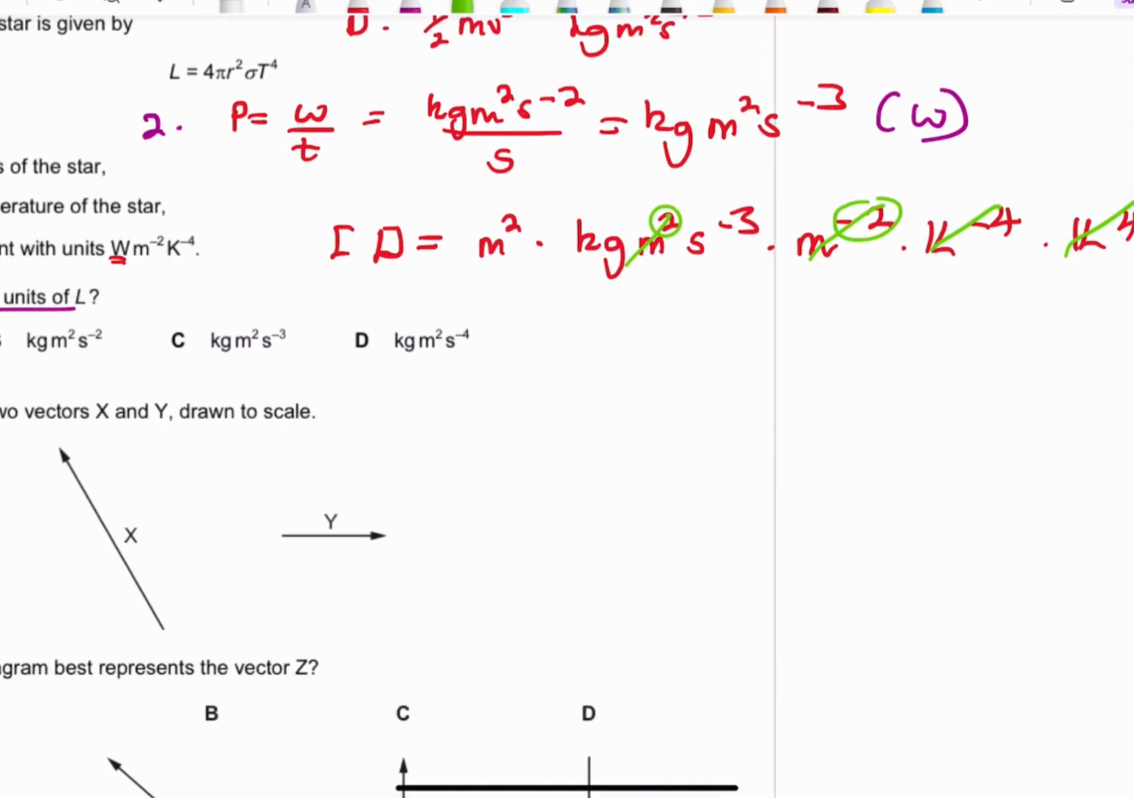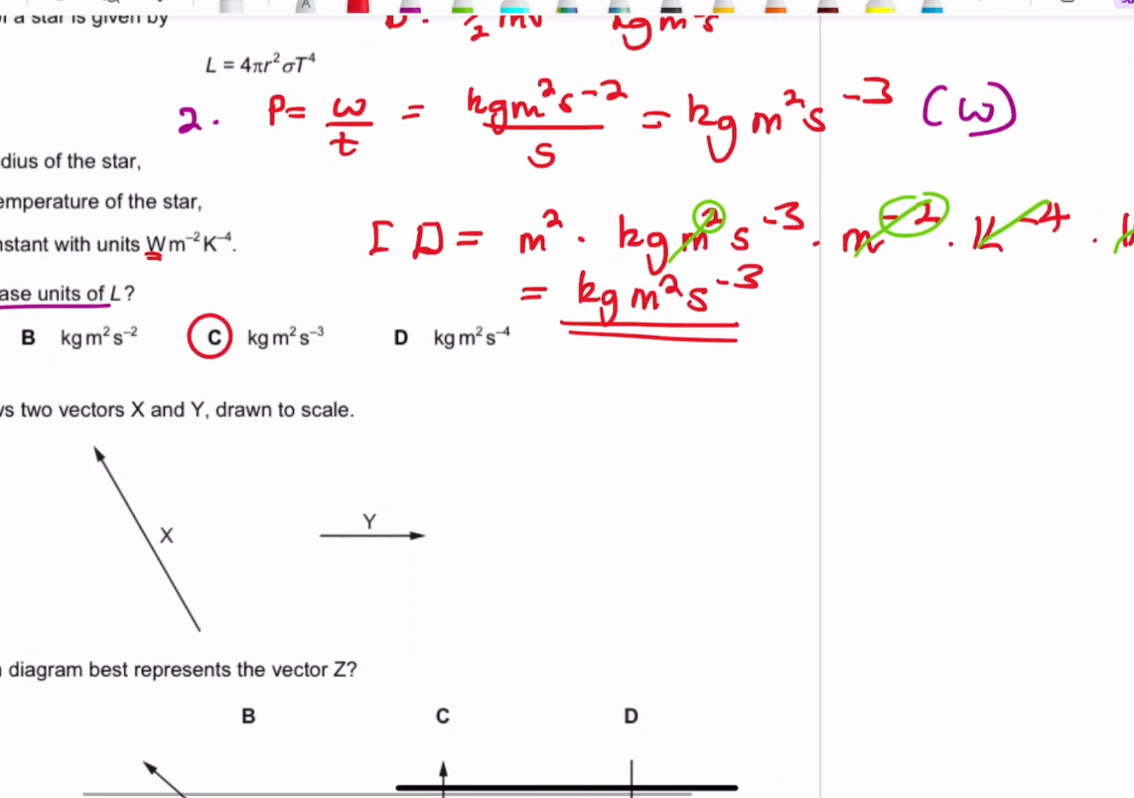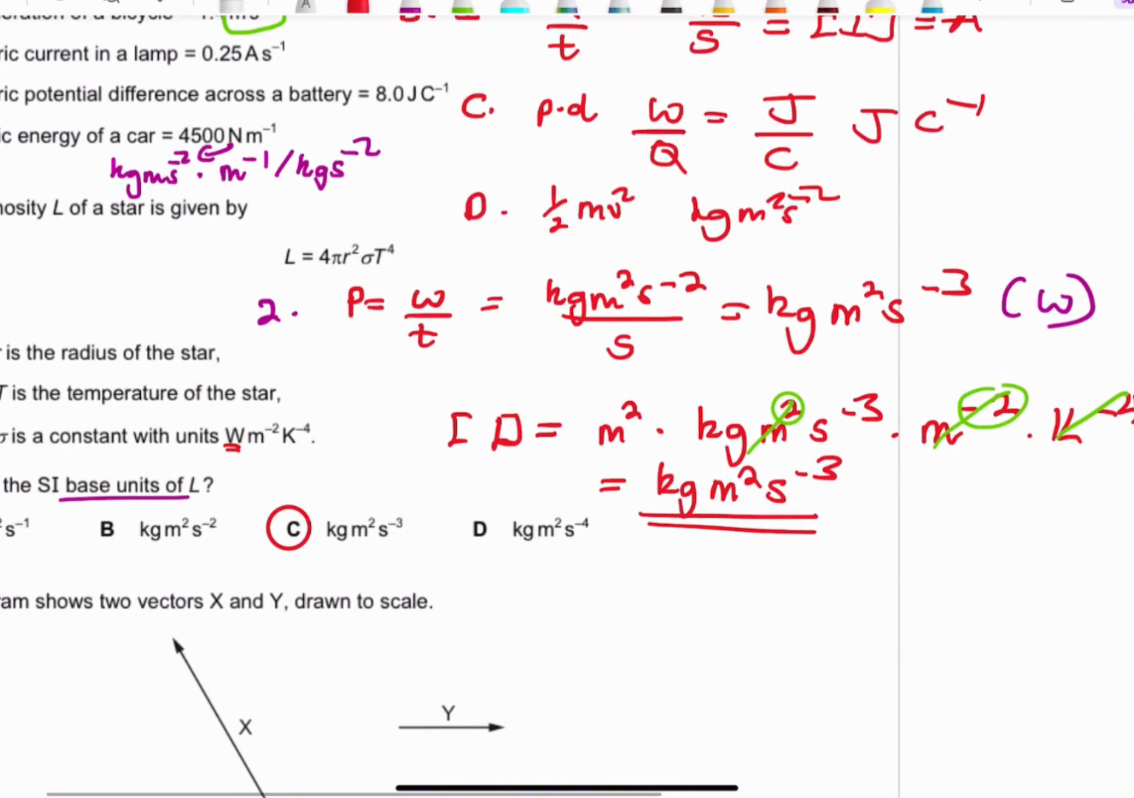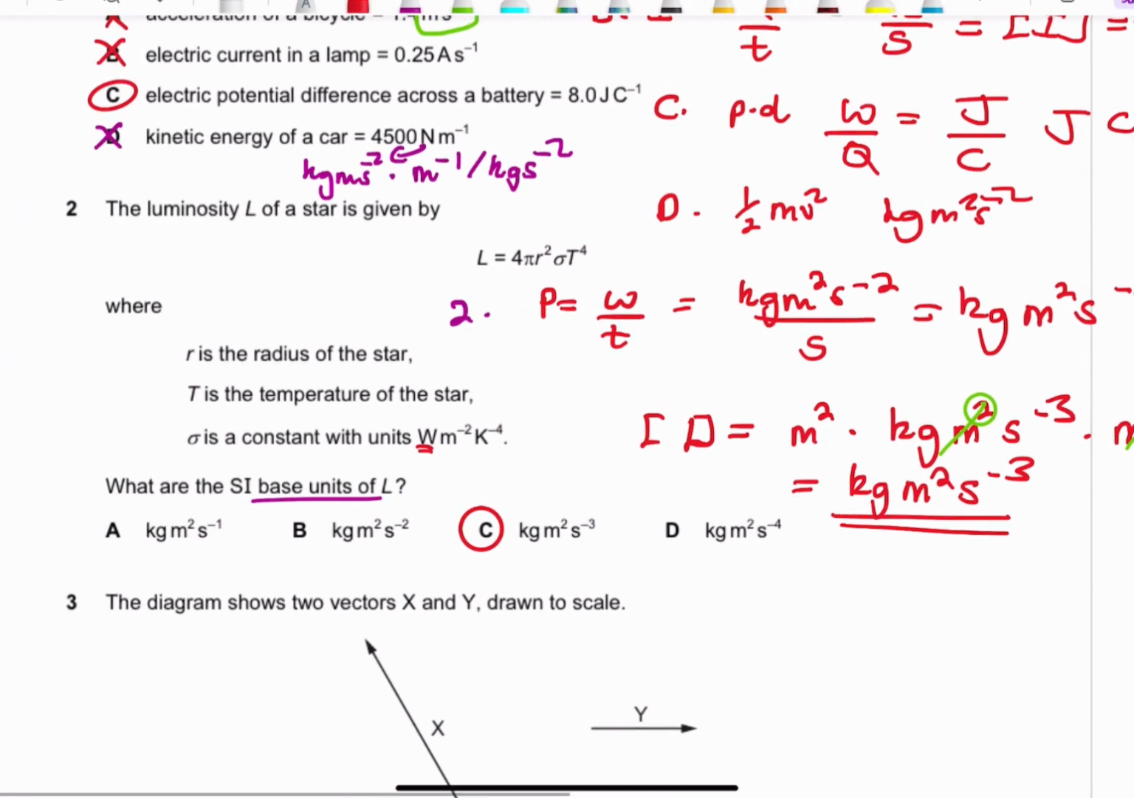What else are we left with? We're left with kg m squared s to the power of negative 3. So the units would therefore be kg m squared s to the power of negative 3. So our answer will be C. Very important: make what you want to find the subject of the formula, and after you've made it the subject, you can just figure it out.